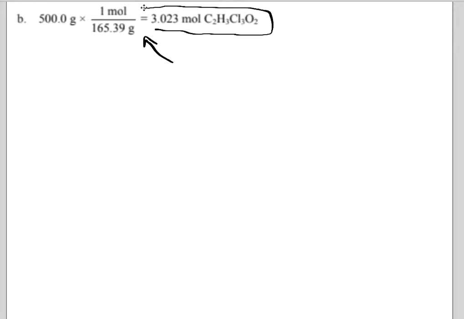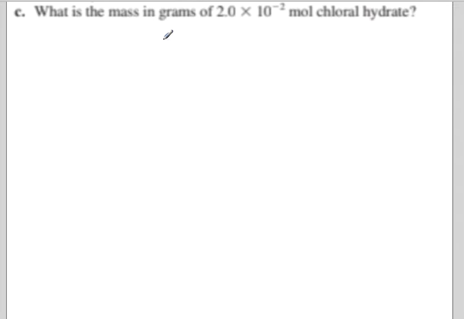Notice they're carrying it farther. It's going to be 4 significant figures. So if your mass is off, this will be off. It just has to be close. Keep that in mind. What is the mass of that many moles of chloral hydrate?